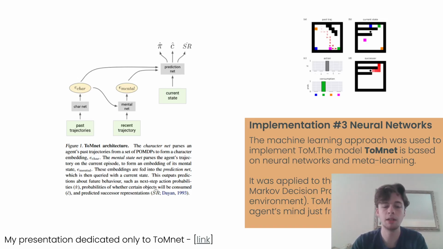You can see that the architecture consists of 3 neural networks. Character and the mental nets output some embedded spaces, e_char and e_mental. They create some clusters, and these clusters can give highly interpretable information on mental states. I made a separate presentation exactly on ToMnet. The link is on the slide. You're free to go to see more details on that mentalizing and clustering the mental states.